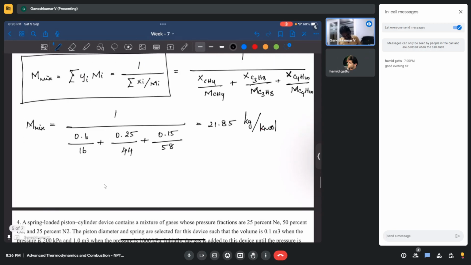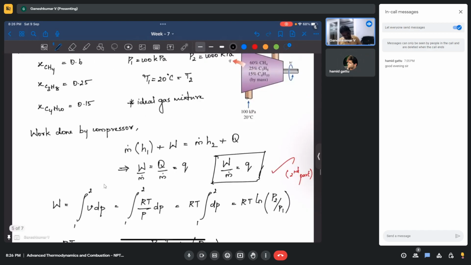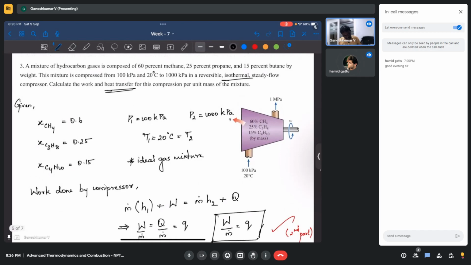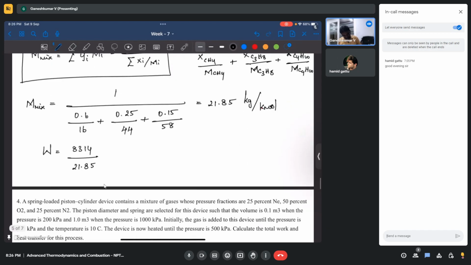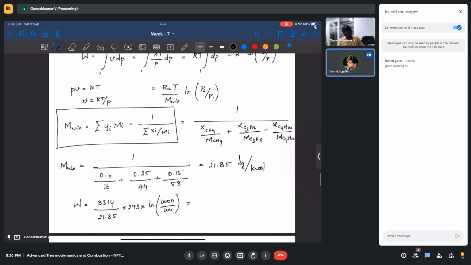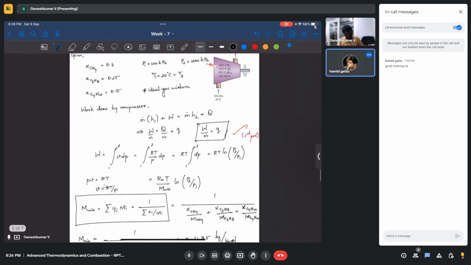Then you can find work done, but in that, 8314 divided by molecular weight 21.85. What is T we have here? T is 20 degrees Celsius. It's nothing but 1000 kilopascals by 100 kilopascal. Check what that is coming out to be.